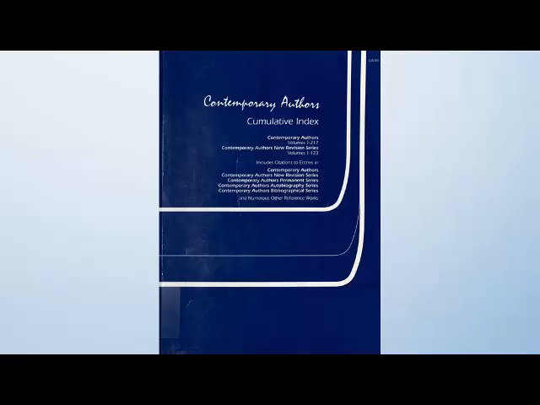Depending on how the indexes are arranged, you might be given all of the information in the cumulative index, or just a list of years that your person was in, and then you would pull the index for that year and look them up. The index shown is a cumulative index for a series called Contemporary Authors.